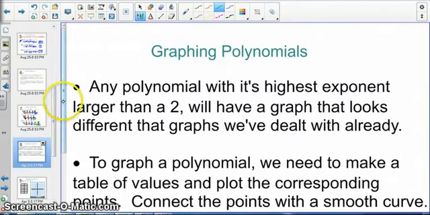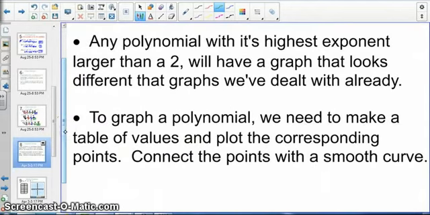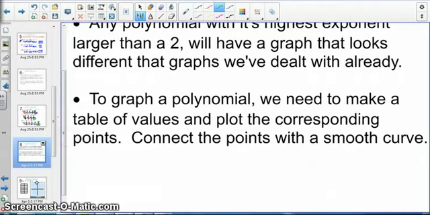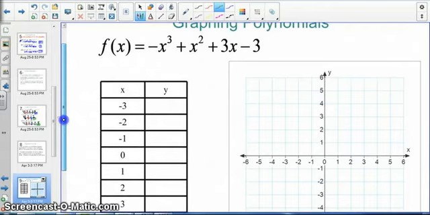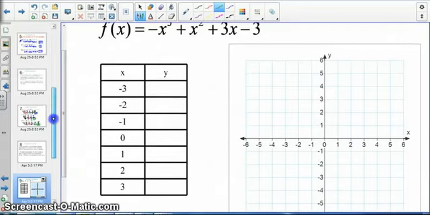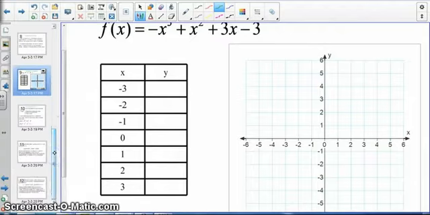The next part deals with graphing polynomials. To graph a polynomial, we need to make a table of values and plot corresponding points, and you connect them with a smooth curve. So, we could plug these numbers in and then plot them. Okay, you guys can do that. It's not too bad. It's just normal plugging these numbers in and then plotting them.